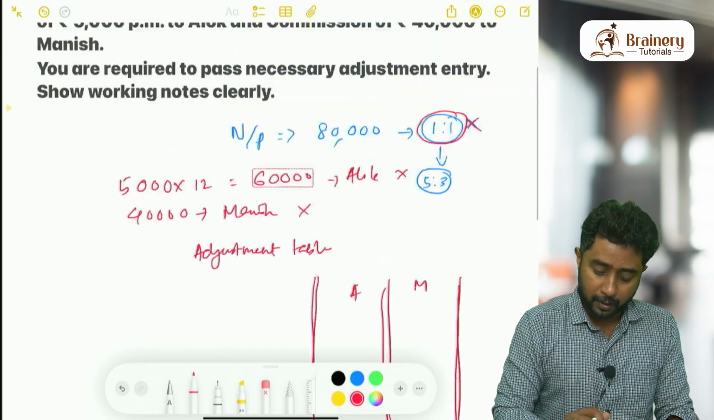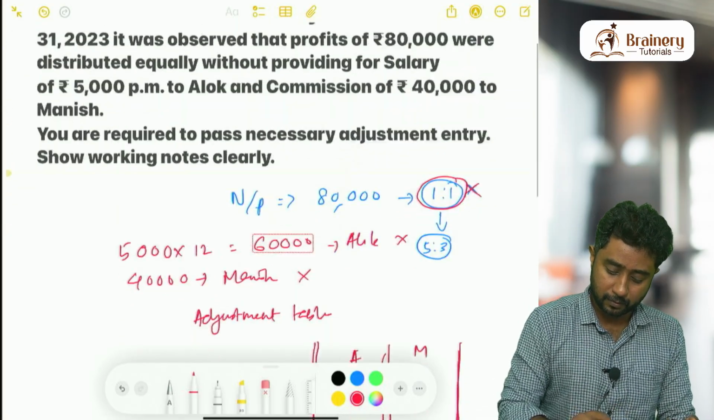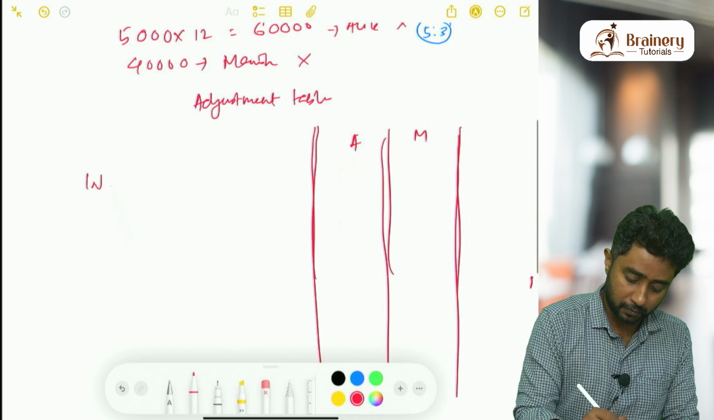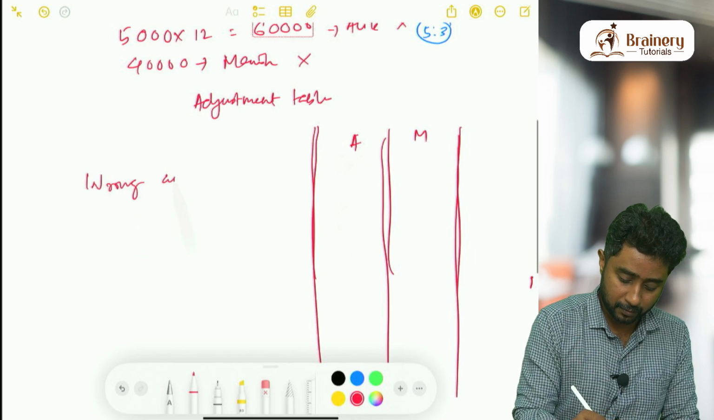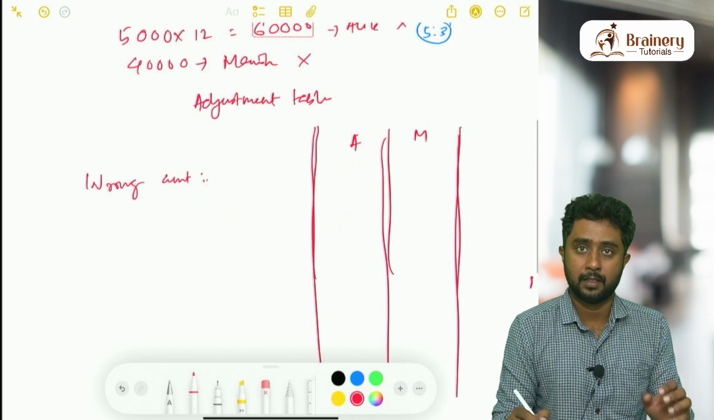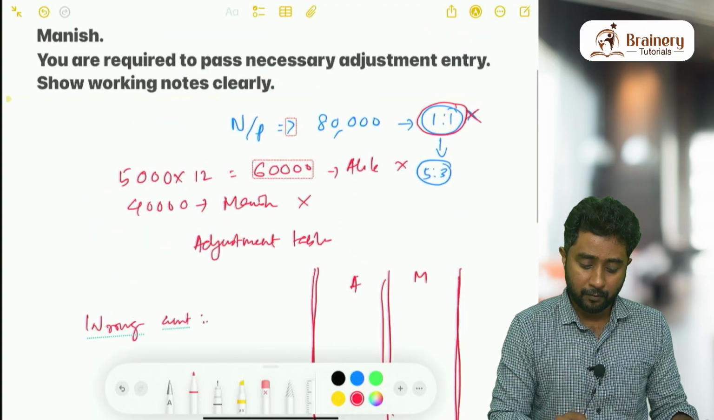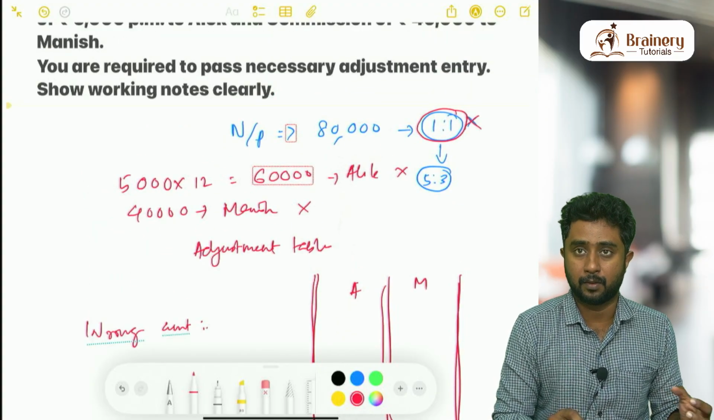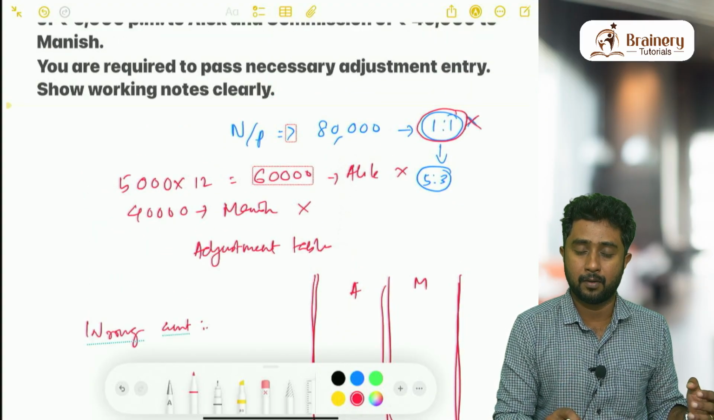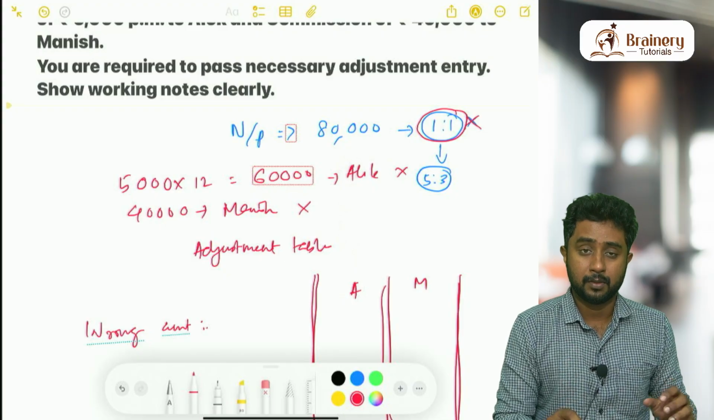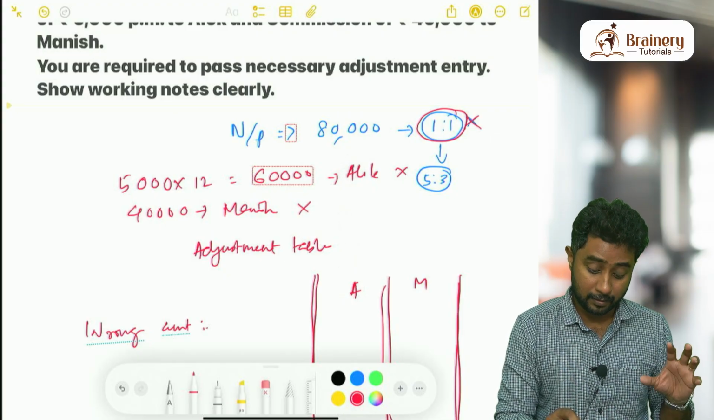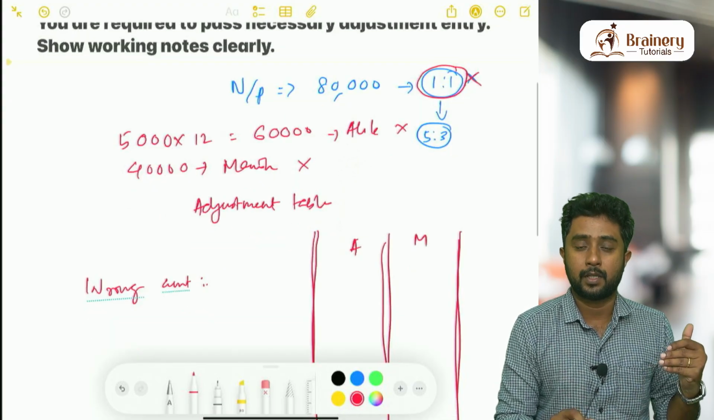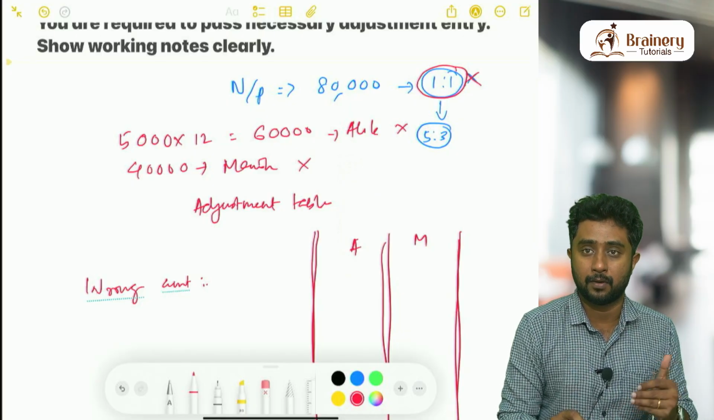Now I'm going to write the wrong amounts first. What are the mistakes that we have done so far in the capital accounts? Wrong amounts first. So which are the wrong amounts that we wrote? We have not given commission, so it is not written wrongly in the capital account. We have forgotten to record it. So that means we don't have to worry about that as a wrong amount. When you are writing the wrong amount, only what is written wrongly in the capital account should be taken.